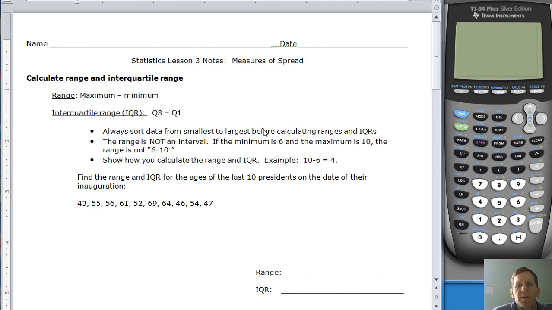These are the day 3 notes on our statistics unit. Today we're going to be looking at some measures of spread like range and IQR. We're also going to talk about a measurement called standard deviation. So the first part should be a little bit of a review for us.